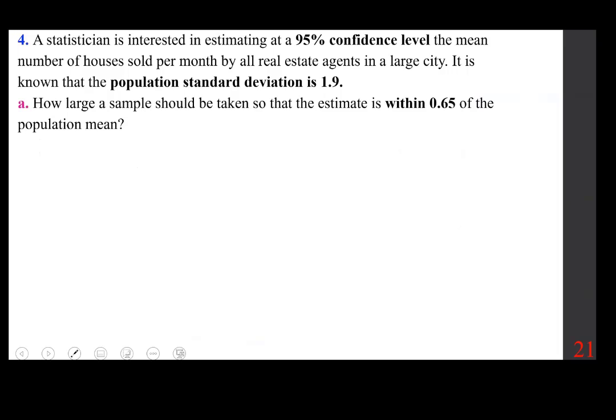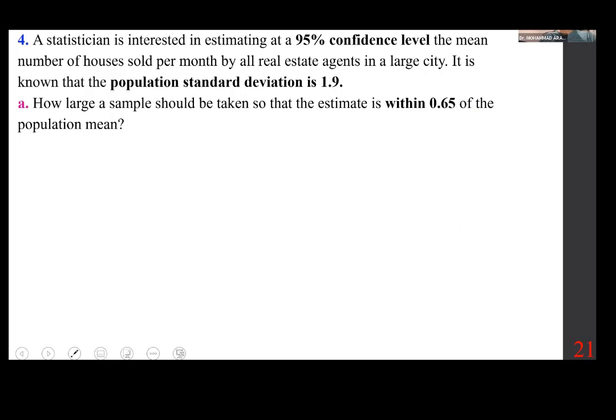A statistician is interested in estimating at a 95% confidence level the mean number of houses sold per month by all real estate agents in a large city. It is known that the population standard deviation is 1.9. A, how large a sample should be taken so that the estimate is within 0.65 of the population mean?